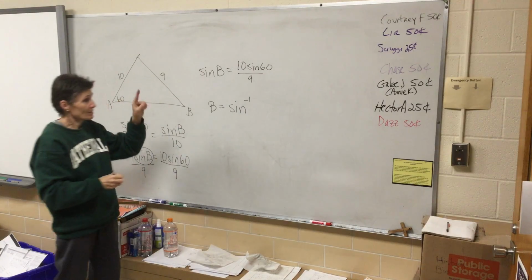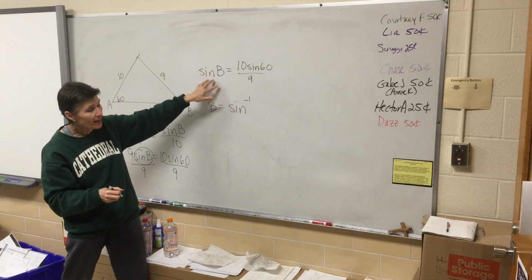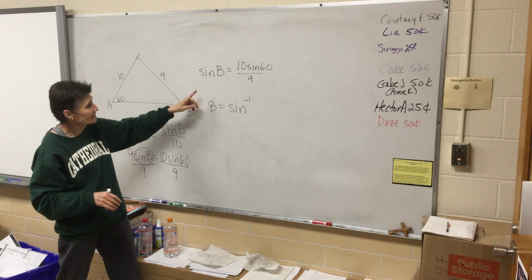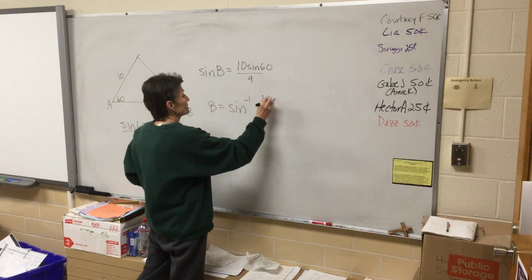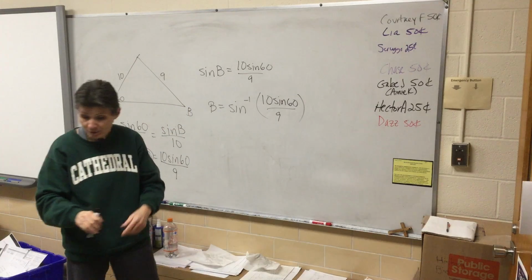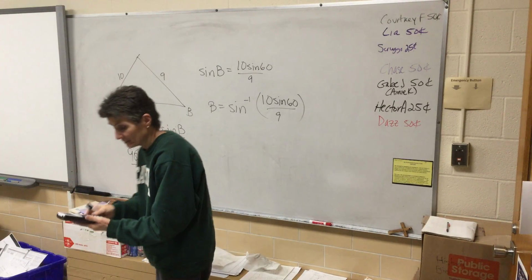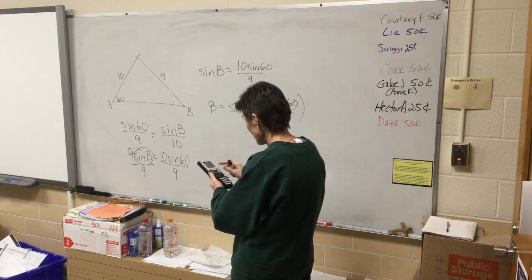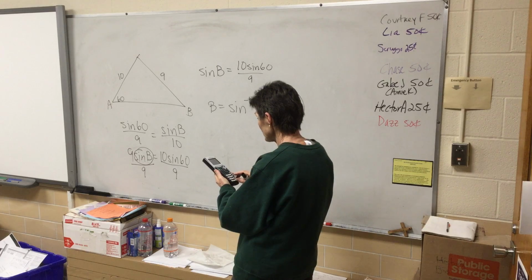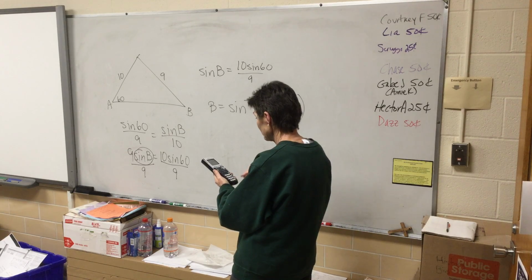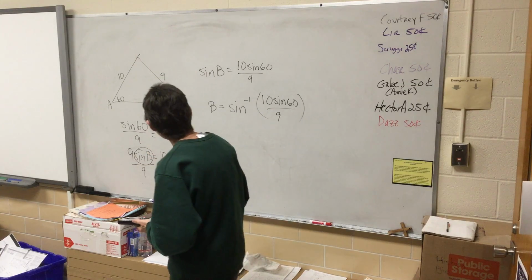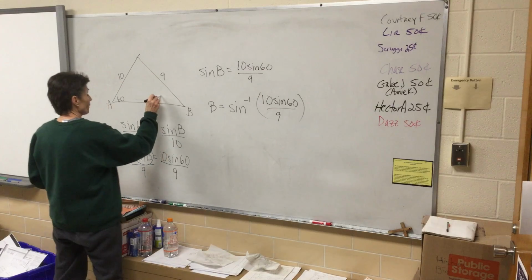So we'll take second sine. That's what we do when we have sine b equals, or cosine b or tangent b, we have to second. So second sine, 10 sine 60 over 9. Now you're either going to get an answer or you're not. So second sine, 10 sine 60 close parentheses divided by 9. I got an answer, did you? And that answer is 74.21.